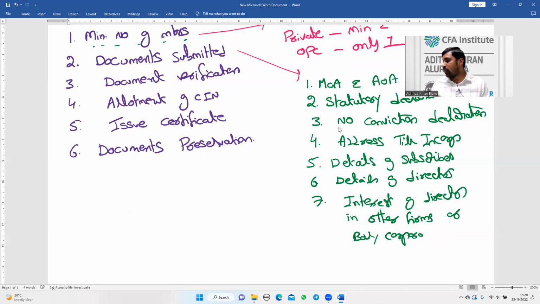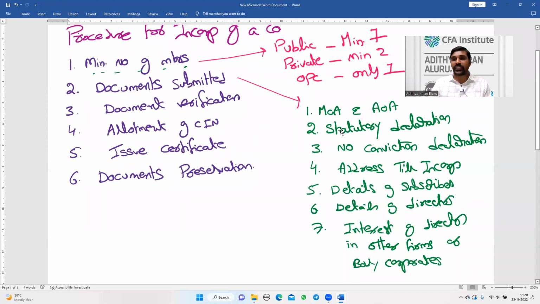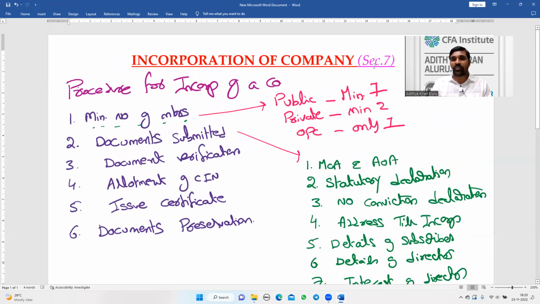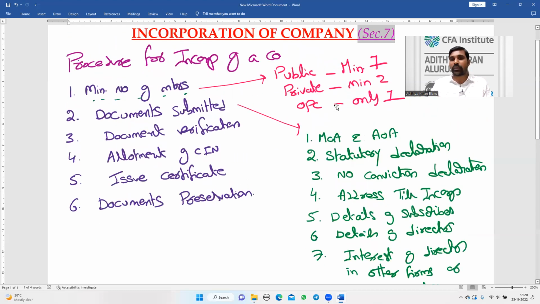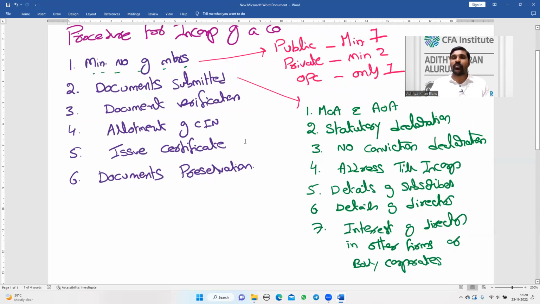So this is the overview of the documents required for incorporation of a company as per section 7. It's not a haphazard or arbitrary list. It is a statutory list. For this section, this is more than enough for examination purposes. Practically it will be more complicated, but for examination purposes, this will be enough. It's an overview of what documents are required.